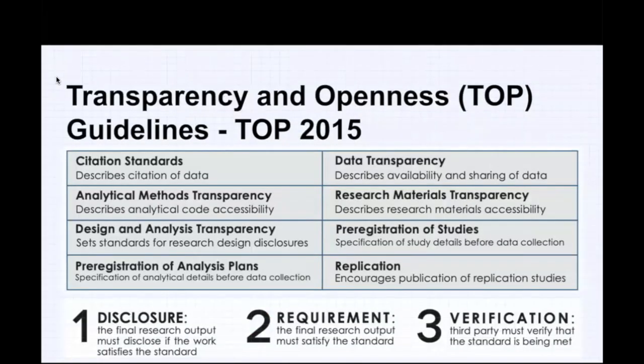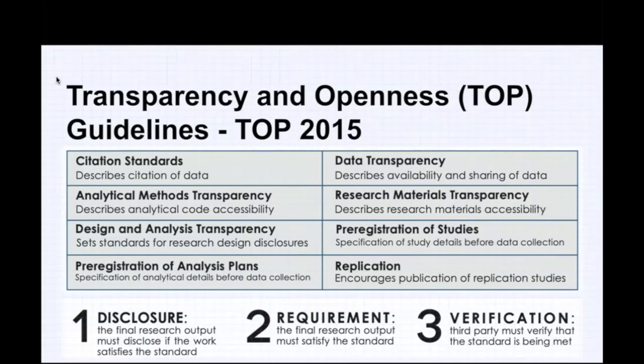You might already well be familiar with the TOP guidelines that were published back in 2015. They are a modular framework of eight different standards that have three different graded levels of adoption. And these graded levels of adoption are kind of the signature of the framework. It allows stakeholders who adopt the framework to flexibly select a level that meets their current capacities or needs.